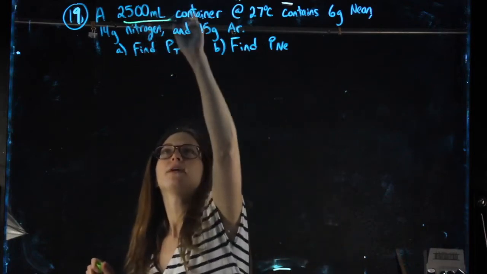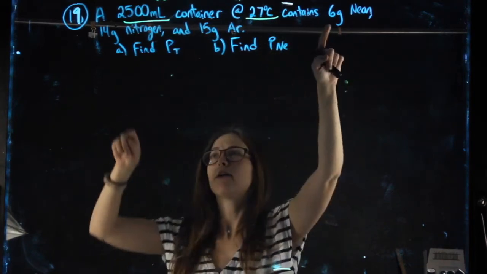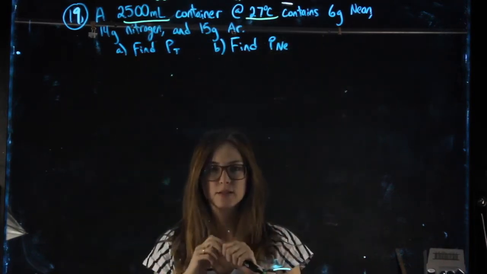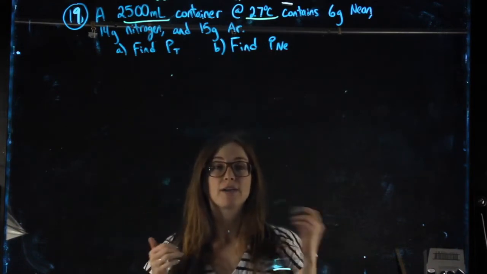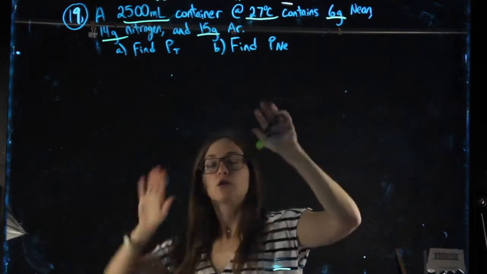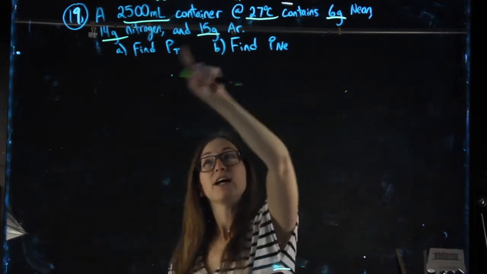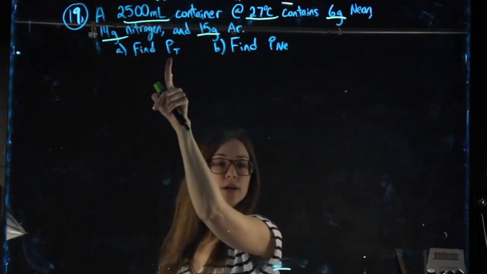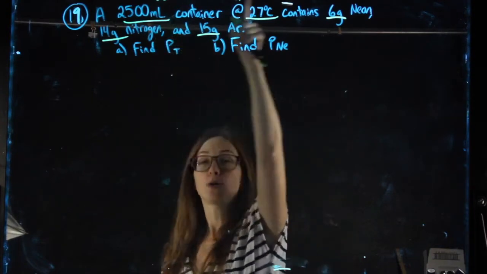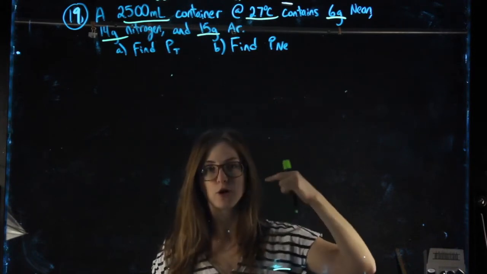This problem gives us a volume, a temperature, and a bunch of grams of different gases. From those grams, I can find moles. So before even looking at the question, that's just work I know I can do. Why is finding moles going to be helpful? If I'm looking for pressure, but I have volume and temperature, PV equals nRT has pressure, volume, temperature in it.